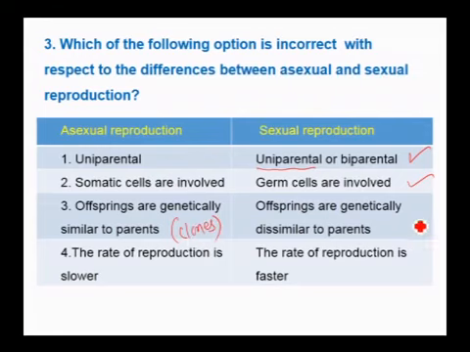Offsprings are genetically dissimilar to the parents because genetic recombination takes place during gamete formation during meiosis, therefore all the three statements are correct. The rate of reproduction is slow here. See, this is the wrong thing. It should be faster. Asexual reproduction is faster, whereas the rate of reproduction in sexual reproduction is slow because the organisms have to grow, mature, and produce the gametes, therefore it takes more time.